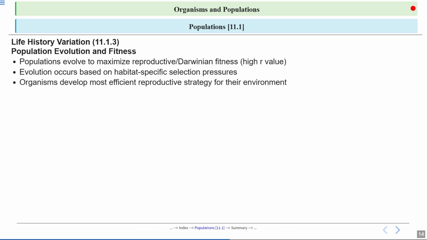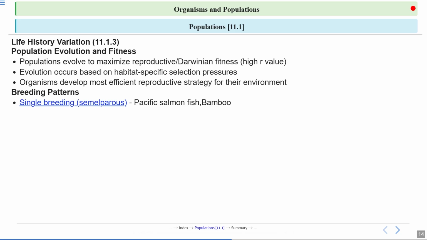Organisms develop the most efficient reproductive strategies for their environment. So what does this mean? This is a very fascinating aspect of biology because it shows the incredible adaptability of life. For example, some species might reproduce quickly and in large numbers, while others invest more in fewer offspring.